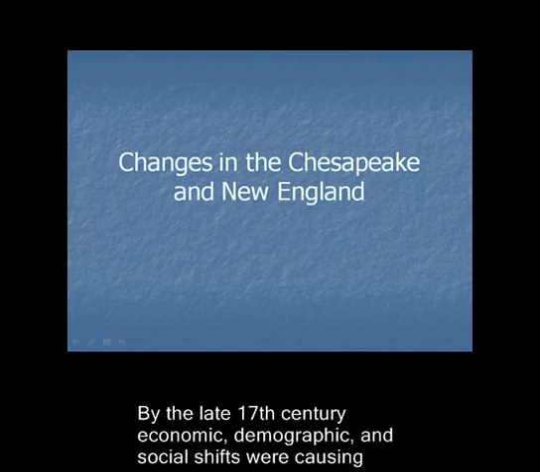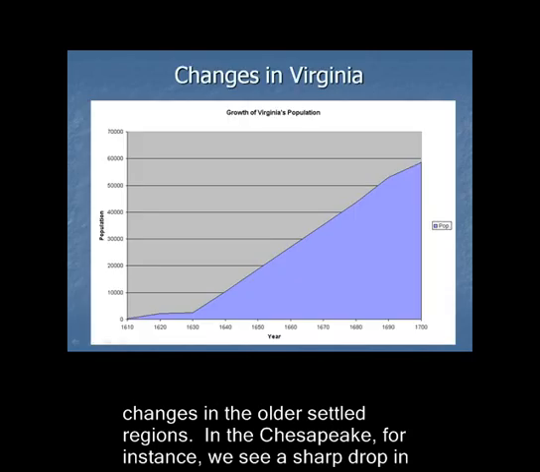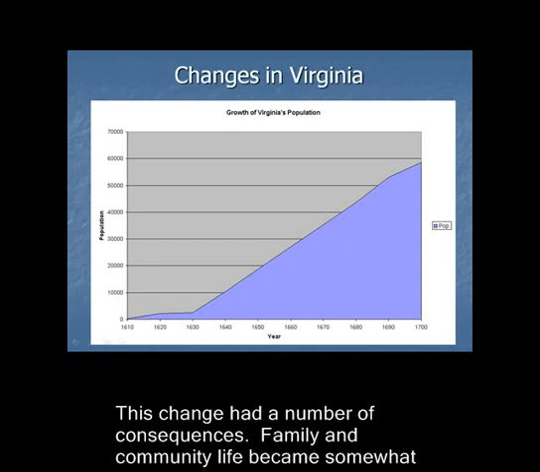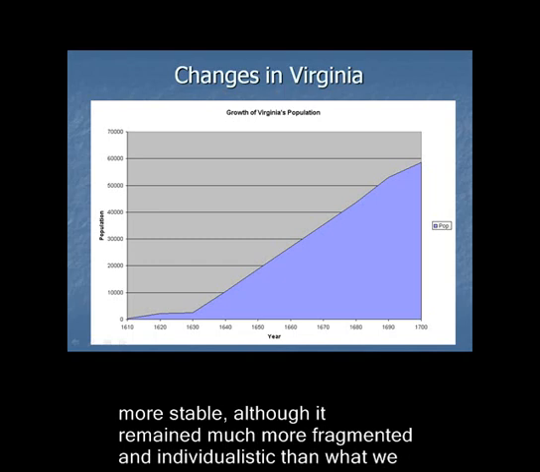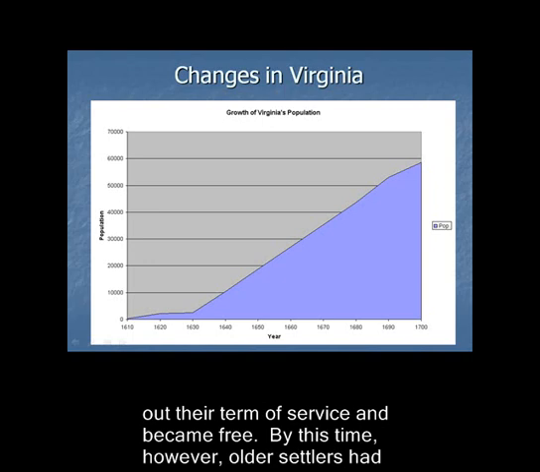By the late 17th century, economic, demographic, and social shifts were causing changes in the older settled regions. In the Chesapeake, for instance, we see a sharp drop in the mortality rate, probably due to better diet and improved resistance to epidemic diseases. This change had a number of consequences. Family and community life became somewhat more stable, although it remained much more fragmented and individualistic than what we see in the North. Improved survival rates also meant that more indentured servants lived out their terms of service and became free.